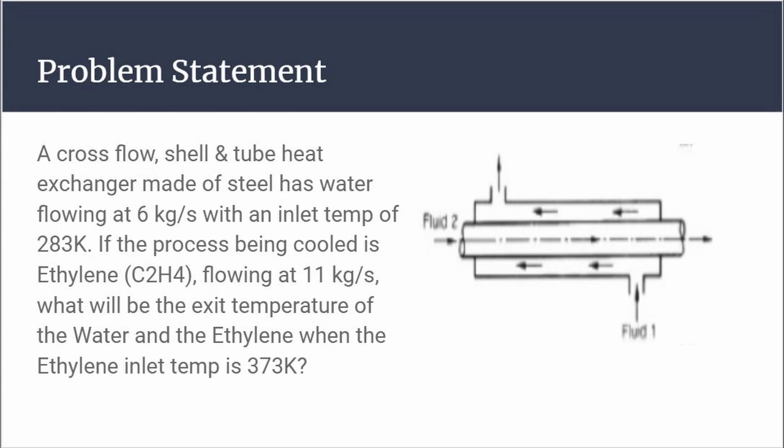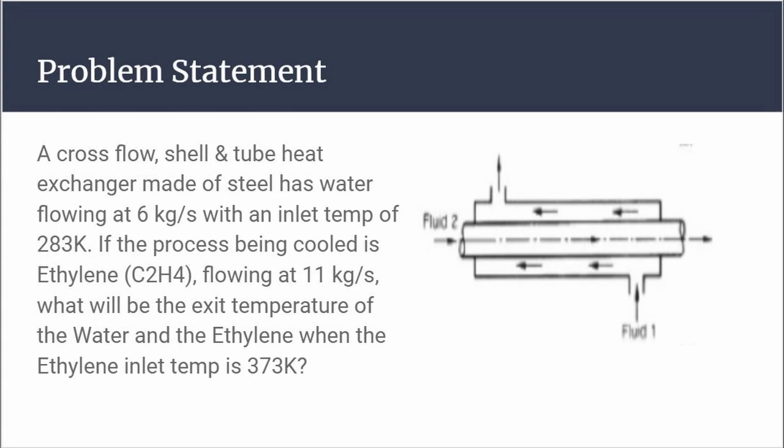Okay, so there is a crossflow shell and tube heat exchanger made of steel. It has water flowing at 6 kilograms per second with an inlet temperature of 283 Kelvin. If the process being cooled is ethylene flowing at 11 kilograms per second, what will be the exit temperature of the water and the ethylene when the ethylene inlet temperature is 373 Kelvin?